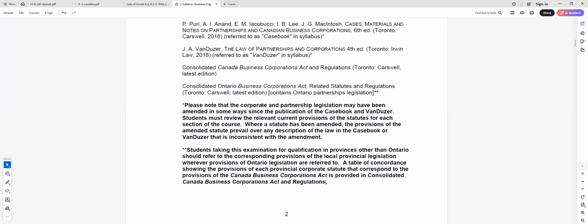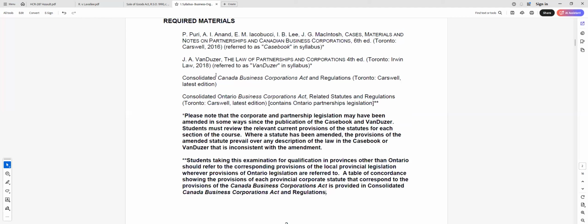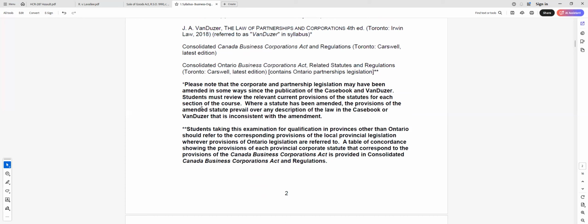So please note that the corporate and partnership legislation may have been amended in some ways since the publication of the casebook and Van Duzer. So these are the reference books that they are referring to here, and the casebook is, where's casebook? Yeah, this one is the casebook. So these are the two materials that, of course, you don't need to refer to. I have referred to them and prepared the material, so it all covers that.